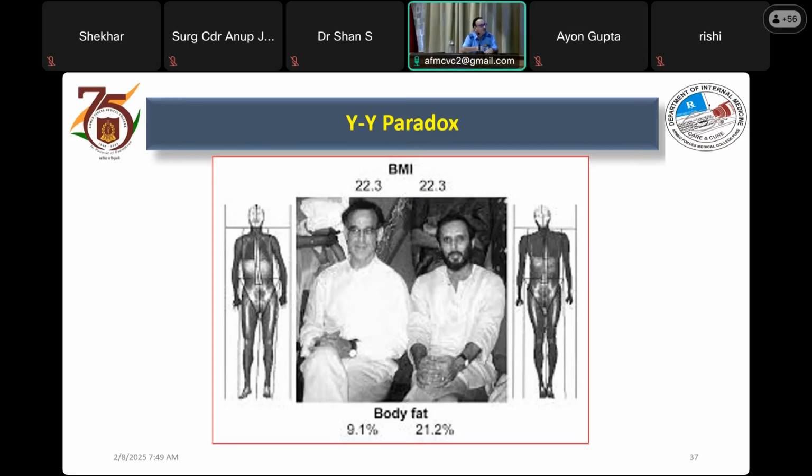Dr. Yajnik is sitting here. He also came to the FMC during Illuminati last year. So what happened is he took his counterpart, who is Western, and both of them had a BMI of 22.3. Then he did a body fat composition with a DEXA, and to the surprise, Dr. Yajnik had a 2.5 times higher fat percentage compared to Dr. Yudkin. So this is called the Y-Y paradox.